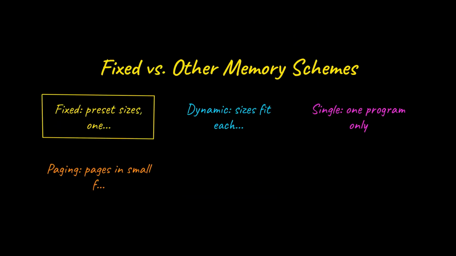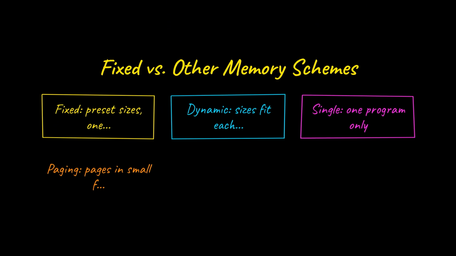It helps to contrast fixed partitioning with related schemes. Dynamic partitioning tailors partition sizes to each process, removing the rigidity. Single contiguous memory holds just one program at a time. Paging scatters program pages across small uniform frames rather than placing whole processes in large fixed sections.